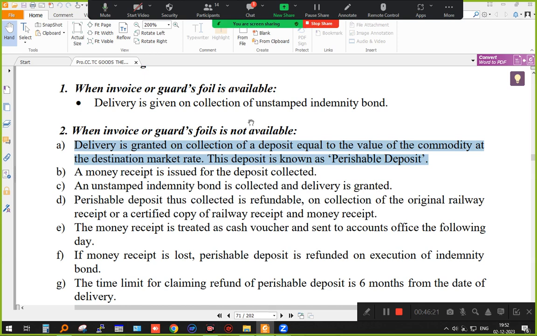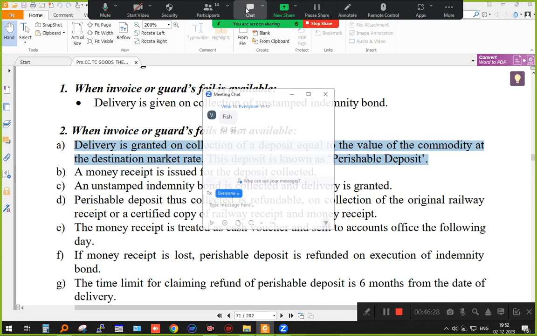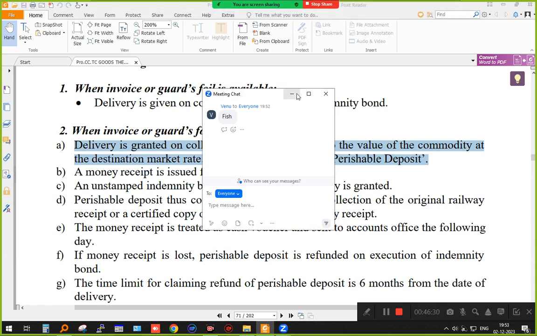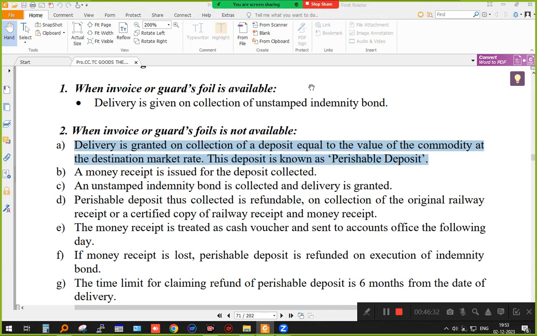Sir, the amount paid by the consignor on the value of the market of destination of the perishable item is called the perishable deposit. Exactly. Very good. Correct. Fantastic. Perishable deposit is the market value at the destination station of the consignment which is being delivered. Finished. Perishable deposit is the money or the value of the commodity which is taken delivery of as per the prevailing rates at the destination station.